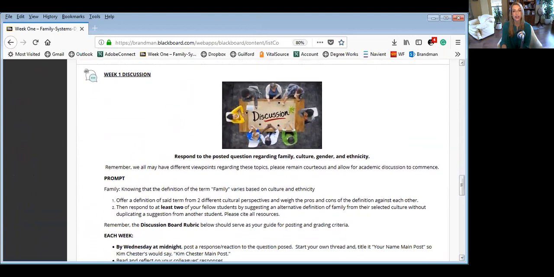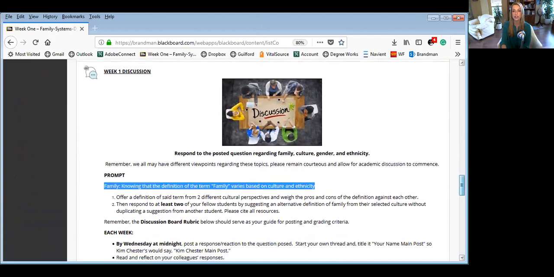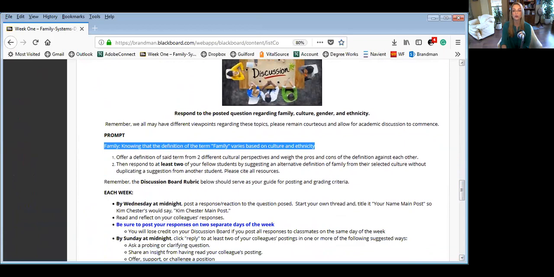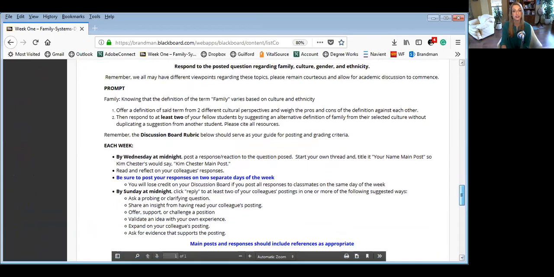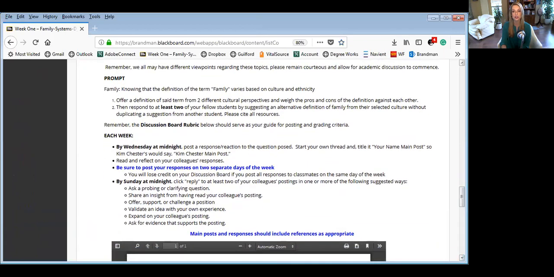Here's where you can locate your discussion board, and this week's posting is regarding family, culture, gender, and ethnicity. Those are the topics that we are covering in our lecture and in your reading. So make sure that you answer the initial question by Wednesday night, that's tomorrow night, and then respond to at least 2 of your classmates by Sunday.